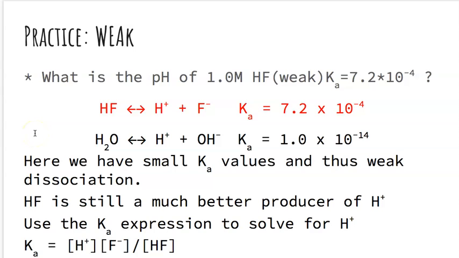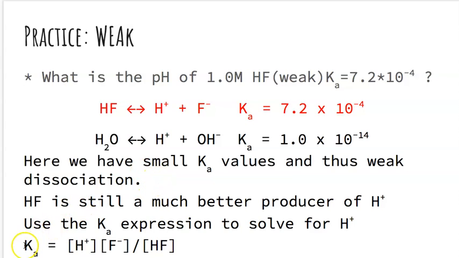So if we look at this problem, we want to know the pH of 1 molar HF, hydrofluoric acid. HF has a Ka of 7.2 times 10 to the minus 4th. Water has a Ka of 1 times 10 to the minus 14th. Which one of these acids is stronger? Yeah, hopefully you can tell that 10 to the minus 4th is much, much bigger than 10 to the minus 14th. It's what? 10 billion times stronger. So we don't really care about the water. We just care about the HF.